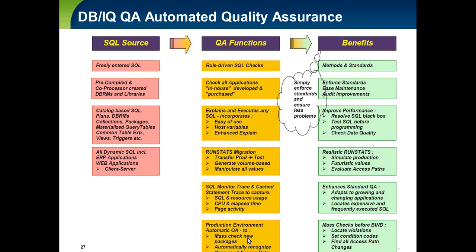And there's production environment automatic QA, where you can mass check new packages, giving you a whole slew of benefits that results in better performing transactions, better developed SQL, realistic run stats, standard quality assurance, and the ability to rest a little bit more comfortably because you're locating violations before they get into production.